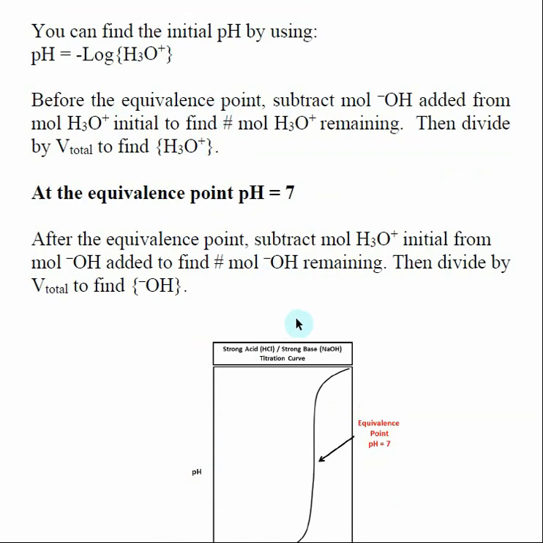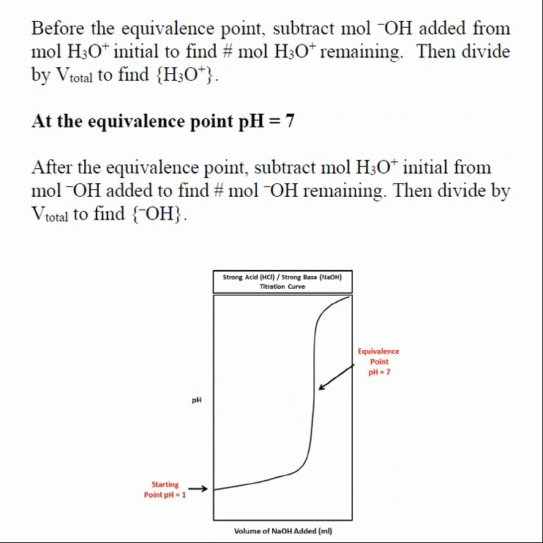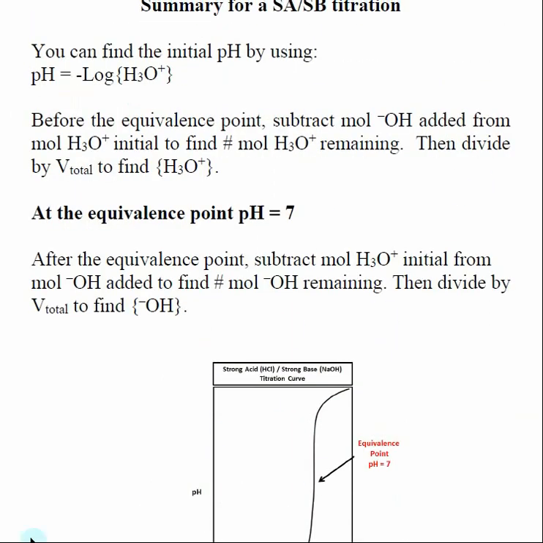If I'm in between my starting point and my equivalence point, that means that the number of moles of acid that we started with is greater than the number of moles of base that we have added. When this is true, we subtract the number of moles of hydroxide that we've added away from the number of moles of hydronium that we had initially to find the number of moles of hydronium remaining. Then we divide by the Vtotal to find our concentration of hydronium, and then we find the pH from that.